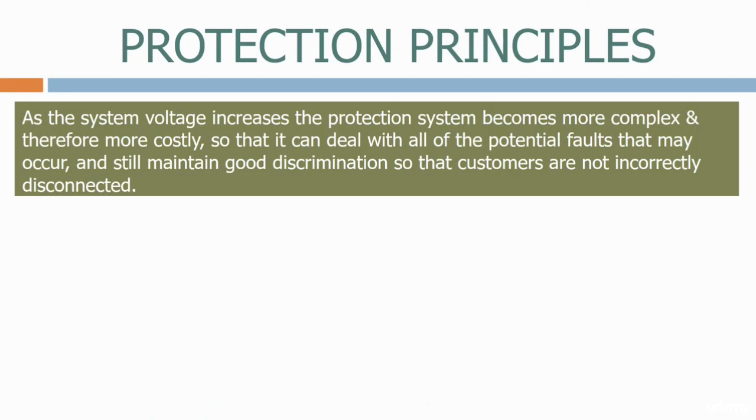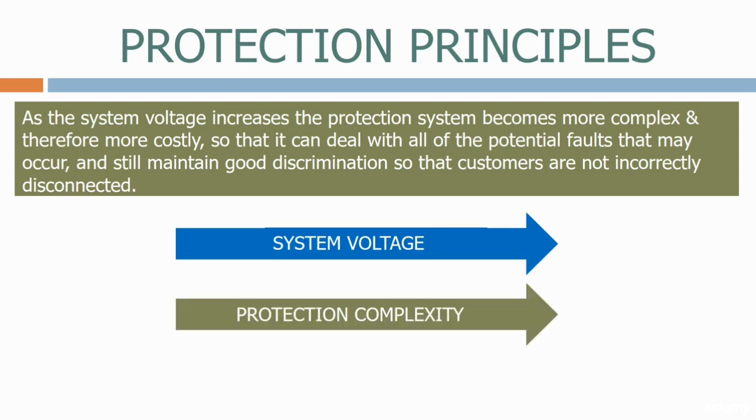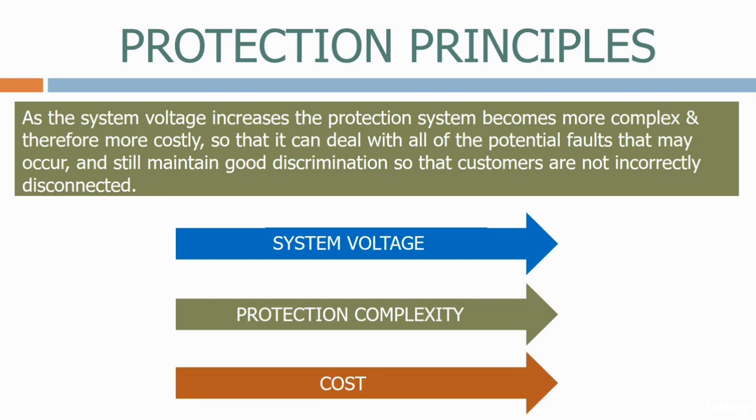As the system voltage increases, the protection system becomes more complex and therefore more costly, so that it can deal with all of the potential faults that may occur and still maintain good discrimination so that customers are not incorrectly disconnected. Therefore, as the system voltage increases, the protection complexity increases and the cost of the protection systems increase.